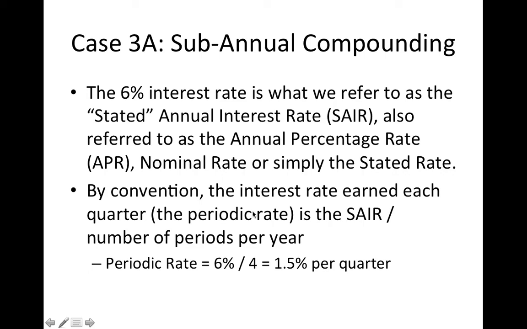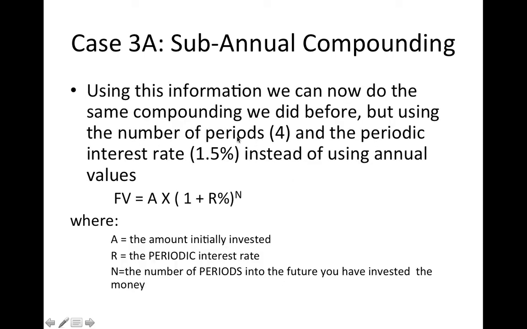So by convention, if somebody tells you that the interest rate is 6% compounded quarterly, then what they're saying is that your periodic rate is each quarter you're going to get 1/4 of 6%, right? Because basically it's the percentage divided by the number of quarters. So you're going to earn 1.5% each quarter. So given that, you can now figure out what you would have at the end of the year.